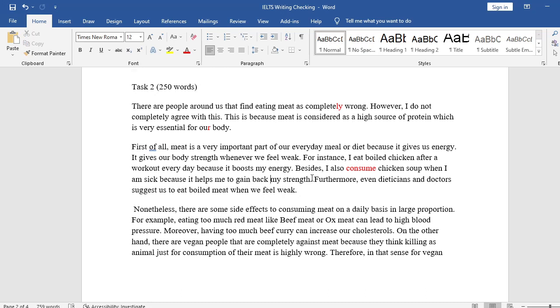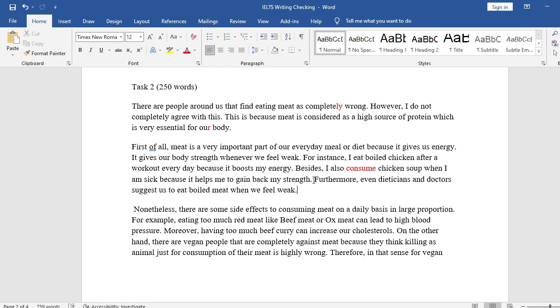Whenever we eat meat, it gives us a lot of energy, especially after a workout, because we know that muscles are built by protein, right? So meat is a very good source of protein. Vegans and vegetarians, yes, they also have sources of protein, but meat is a very convenient way to get protein. If you're a vegetarian, if you're a vegan, then you might have trouble getting some protein, but it's also not impossible. So anyway, furthermore, even dietitians and doctors suggest us to eat boiled meat when we feel weak.